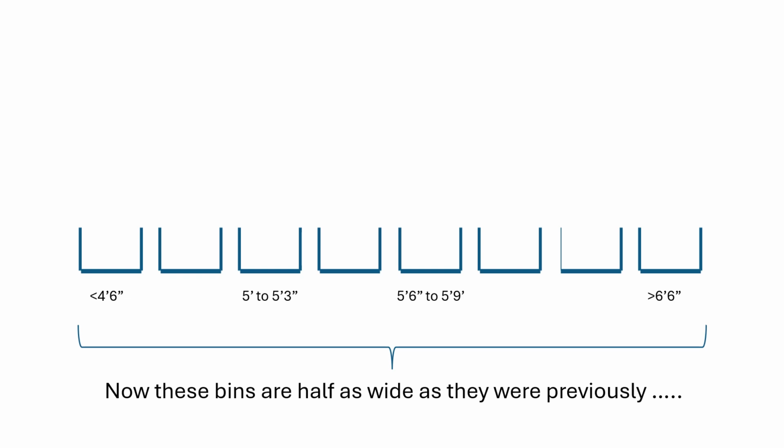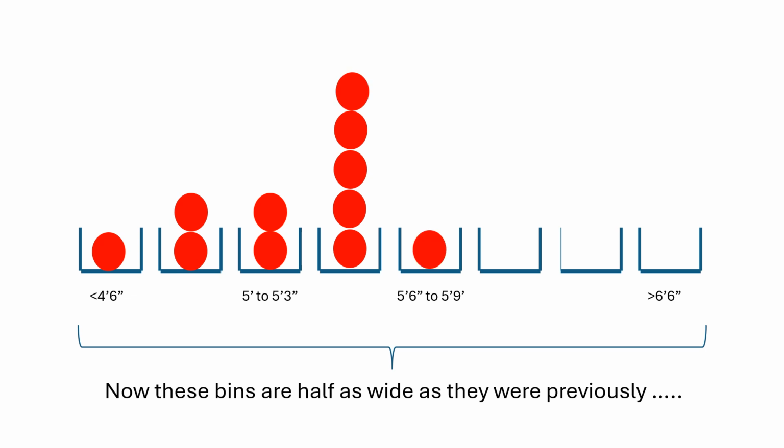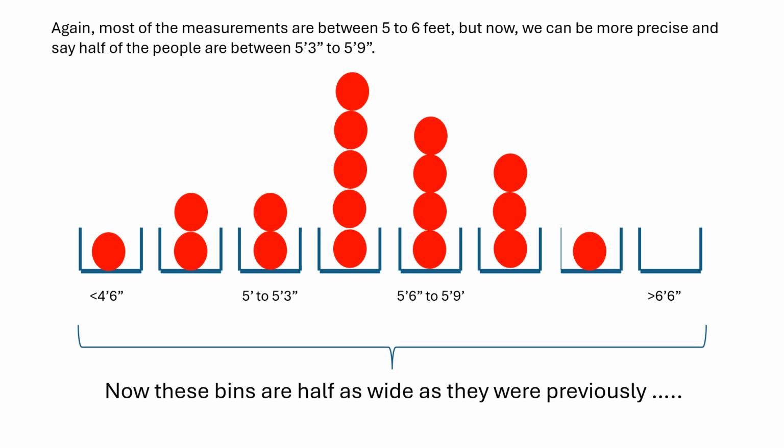Now we again start placing the same bunch of people into these bins. Again, most of the measurements, as they were previously, are between 5 feet to 6 feet. But now we can be more precise and we can say that half of the people are between 5 feet 3 inches to 5 feet 9 inches. That is these two bins. We can see these two bins have the majority of people.